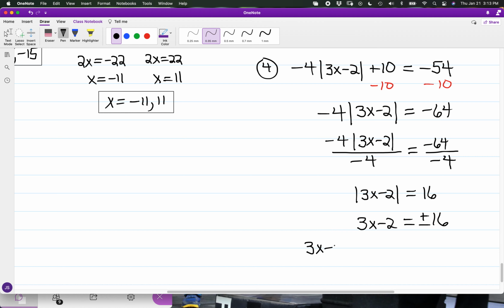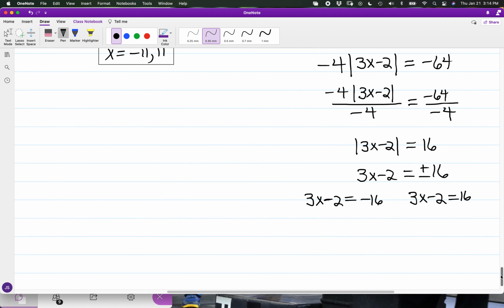So in setting 3x minus 2 to negative 16 as well as 16, we're going to have in the setup, adding 2 throughout on both sides of both equations. So we're going to have 3x is equal to negative 14. And also we have 3x is equal to 18.